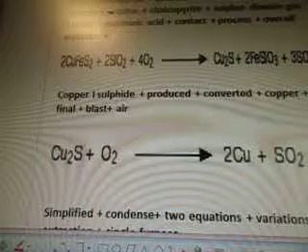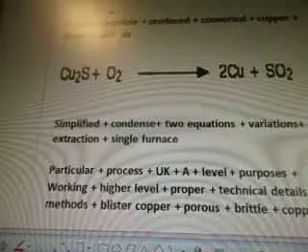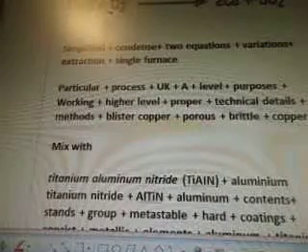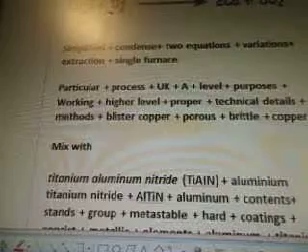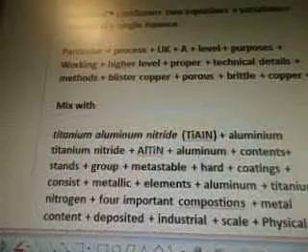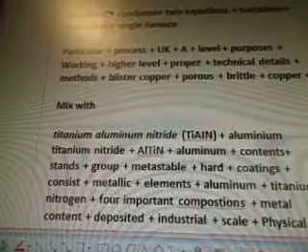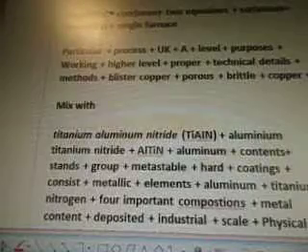That's his equations. Copper 1 sulfide produce converted copper, final blast air. Again, that's his equation again. Another one that he came up with, the blogger I'm talking about. Simplified, condensed, 2 equations, variations, extraction, single furnace. Particular process, UK A level purposes, working higher level, proper technical details, methods, blister copper, porous, brittle copper.